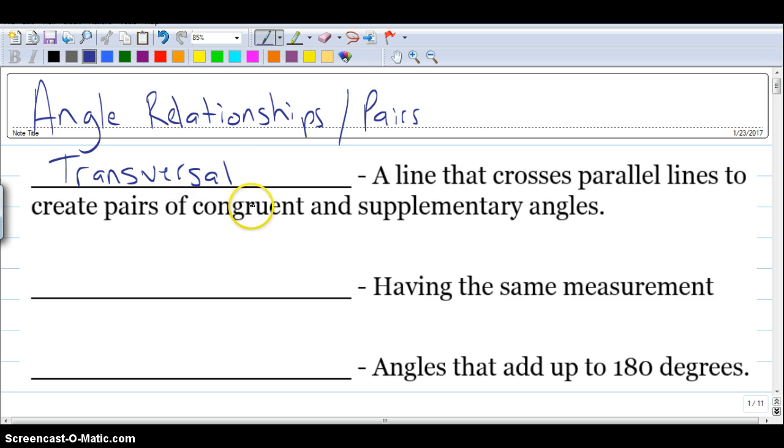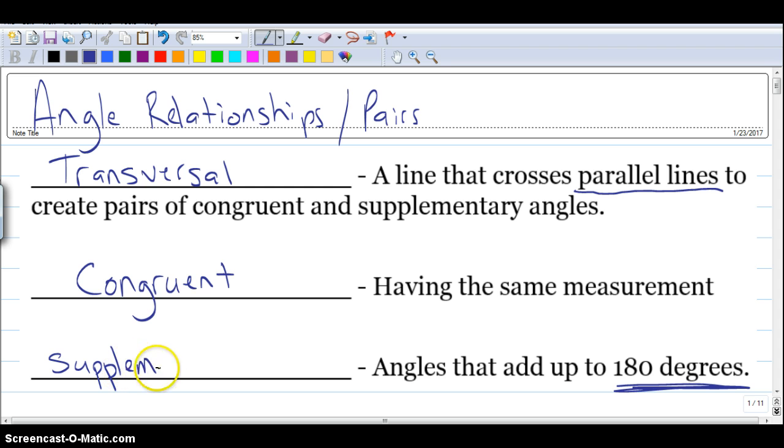A transversal is a line that crosses parallel lines to create pairs of congruent and supplementary angles. Parallel lines are lines that never touch, right? Having the same measurement, that means congruent. If two angles are the same measure, they're both 70 degrees, for example, then they are congruent. And angles that add up to 180 degrees are called supplementary angles.